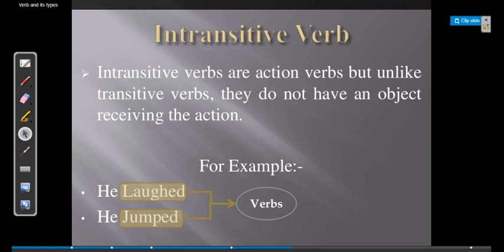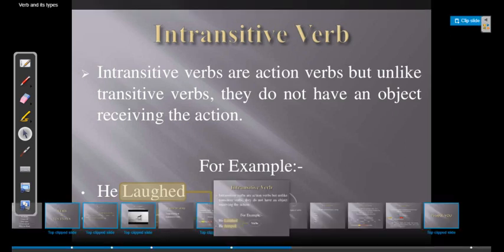If he laughed at me, then it would have been a transitive verb. But here, he laughed. It's a sentence. He laughed. But why did he laugh? We don't know. This is called an intransitive verb.